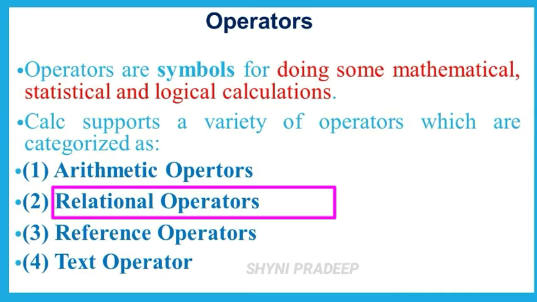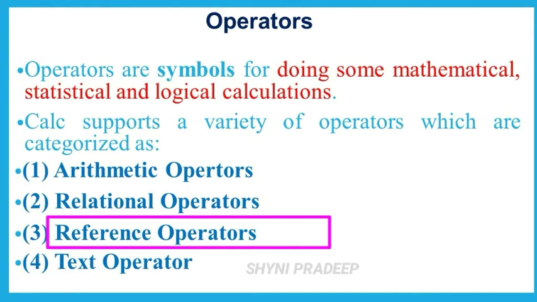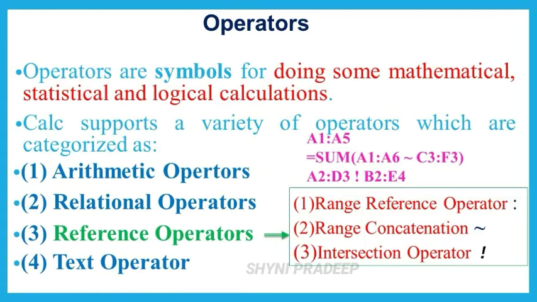Next, reference operators. Reference operators are used to refer to cell ranges. Range means what? A continuous group of cells is called a range. Selecting a number of cells is called a range. There are three types of reference operators. What are they? Range reference operator, range concatenation and intersection operator.